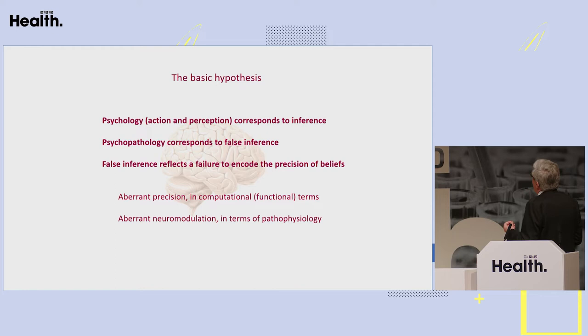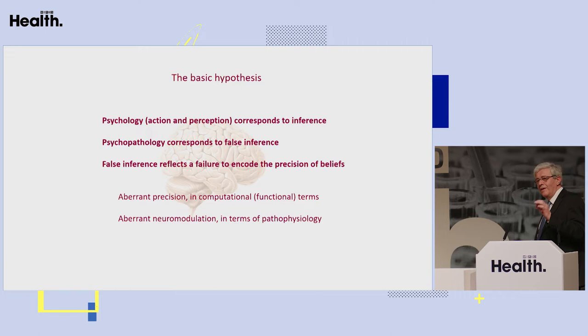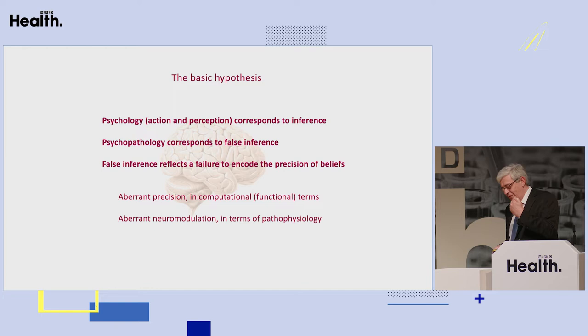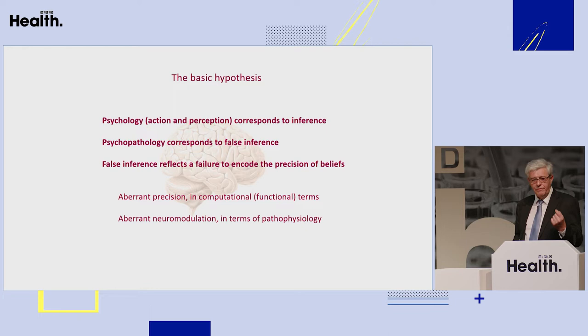The mechanisms I'm going to appeal to that underwrite this kind of false inference are failure to encode the precision of beliefs. So I'm using precision now in a very different context. Precision is the inverse of uncertainty. It's the inverse variability. So what we're going to see in this story is that the way that we encode our uncertainty about our beliefs has a profound effect on our sense-making and what we believe about the world and our responses to it.